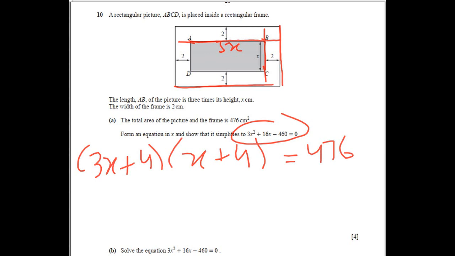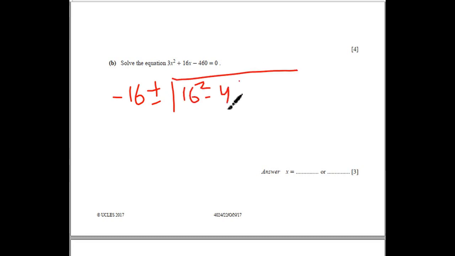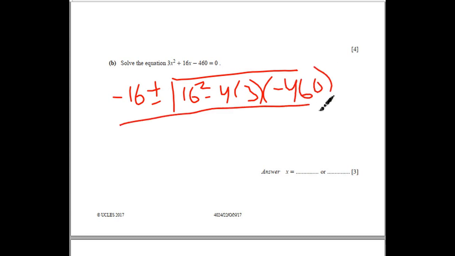Okay, moving on to part B. Solve this equation. Since this is P2, you may just use your calculator. Minus b plus minus the square root of b square minus 4ac over 2a. This will give you two answers, 10 and minus 15.3 rounded off.